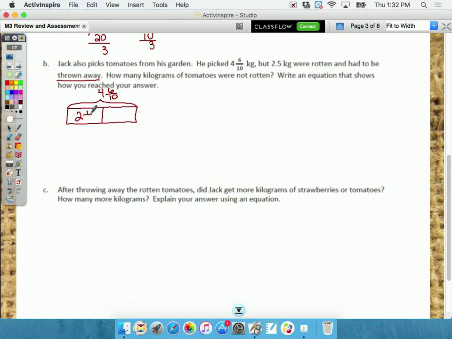Should I make this a fraction? Yes. So he threw those away. How many did he get to keep? How many kilograms did he get? No. What am I going to do to solve this problem?